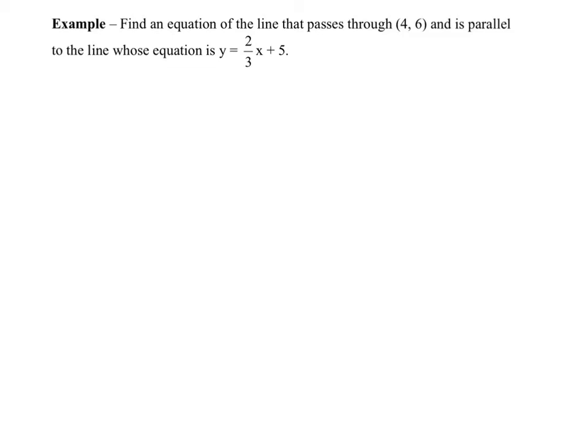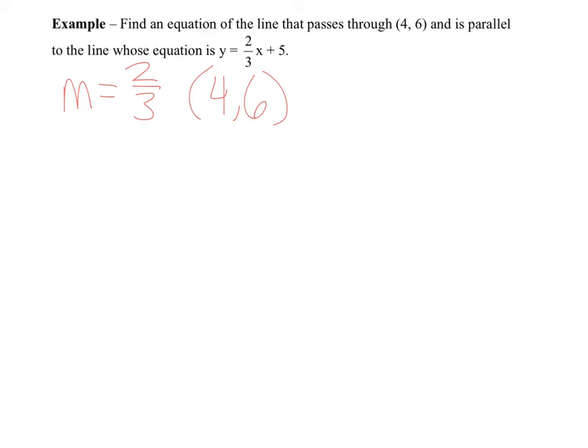Okay, for our next example, we're finding an equation of the line that passes through 4, 6 and is parallel to the line whose equation is y equals 2/3 x plus 5. So parallel lines, if you guys remember, parallel lines have equal slopes. So if the slope of this equation is 2/3, my new equation will also have a slope of 2/3. And I know that because they're parallel lines, equal slopes. So I have m is 2/3 and my point 4, 6.